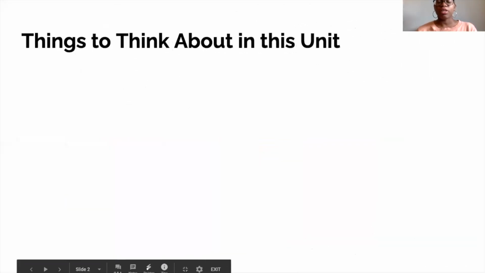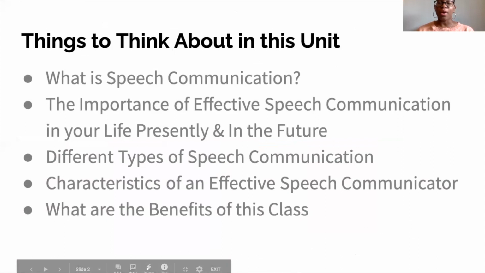Just as a reminder, things to think about for this unit. What is speech communication? The importance of effective speech communication in your life, presently and in the future. The different types of speech communication. Characteristics of an effective speech communicator, and the benefits of a speech class.